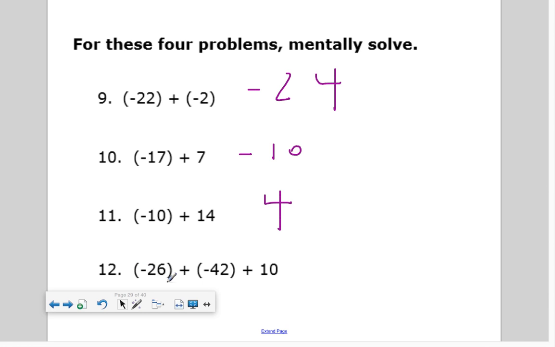And number 12, I have 26 negatives. I put it with 42 negatives. How many negatives would that be? That would be 68 negatives. And then I have 10 positives. What do I have more of? I have more negatives. How many more negatives do I have than positives? I have 58 negatives.